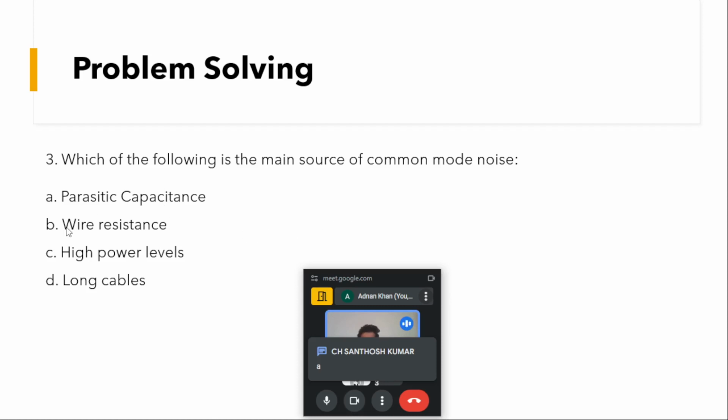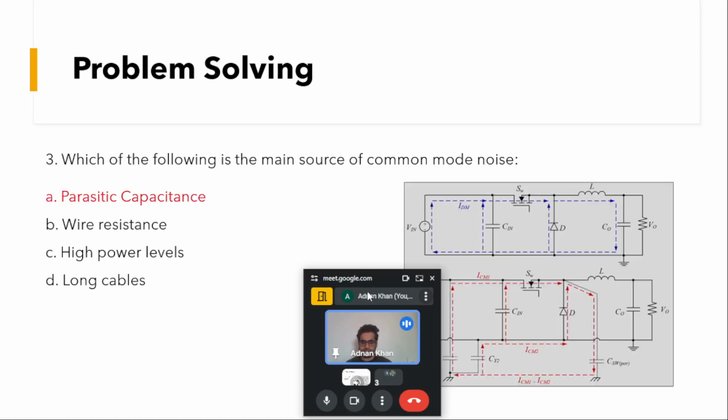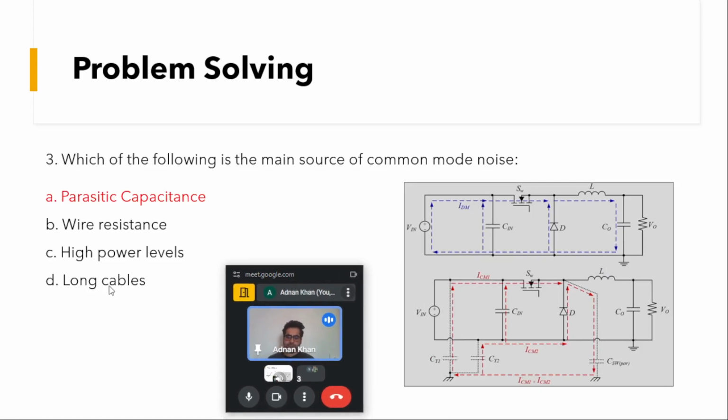One is the parasitic capacitance, wire resistance, high power levels, and long cables. All of these are reasons for the generation of common mode noise. But we have seen long cables will have some parasitic inductance, which may generate some EMI. Power cables, high power cables, will also have resistance.